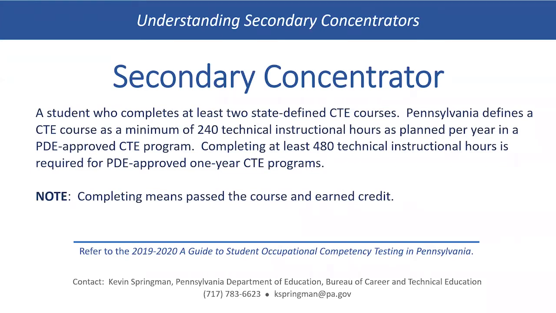For a 1-year approval, we have a couple of schools with 1-year approvals. The technical hours would be 480 or more in a year to be considered a secondary concentrator. This differs depending on the program, varies a little bit as far as being different from the 50% standard.